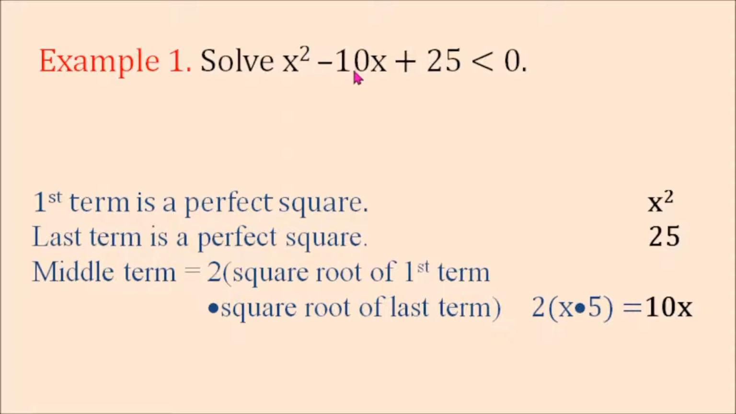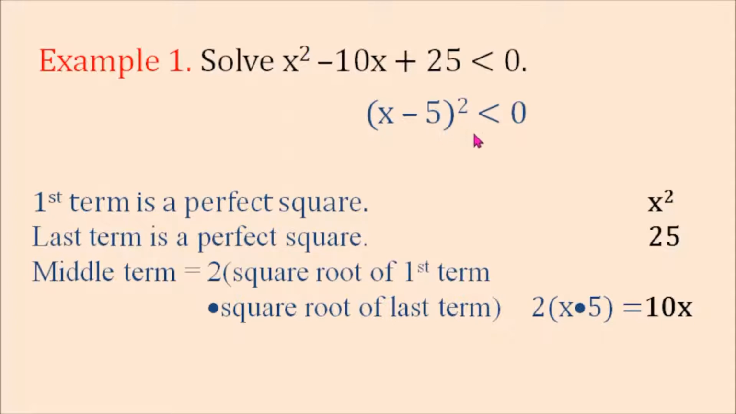So the sign of the middle term can either be positive or negative. This means if we have x squared plus 10x plus 25, it is still a perfect square trinomial. Since it's a perfect square trinomial, it can be expressed as the square of a binomial. So how? The square root of x squared is x, the square root of 25 is 5, and the sign of the middle term is negative, so we can express this as the quantity x minus 5 squared.